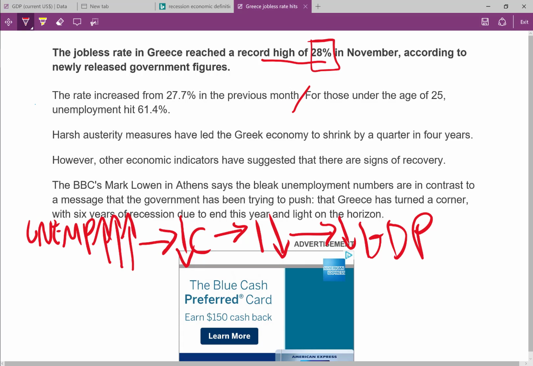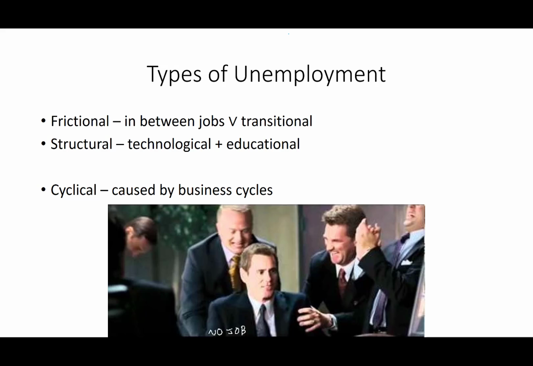We go on to read, for those under the age of 25, the unemployment hit 61%. This can indicate that people who are coming out of college are having a difficult time finding jobs. So what types of unemployment are there? There's frictional, which means in between jobs, or transitional. There's structural, due to technological advances and educational deficiencies. And there's cyclical, caused by business cycles.